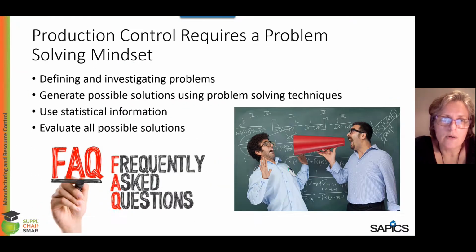So production control requires a problem-solving mindset. A big part of your role, if you're involved in production, is defining and investigating problems, generating possible solutions using problem-solving techniques, understanding the data or the statistics behind the process, and evaluating all possible solutions. A structured approach to problem solving and the ability to solve problems is a key requirement for a career in manufacturing and resource control.